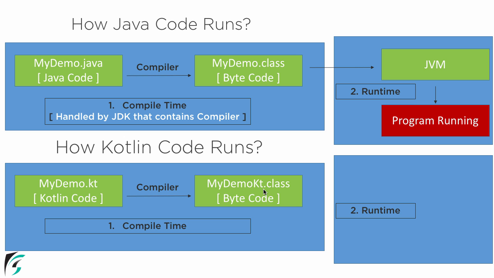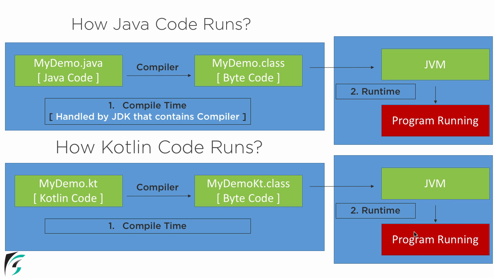Now, this file contains the bytecode, right? So if you compare both sides, you will find here we have bytecode and again in case of Kotlin we have the bytecode. Since we have bytecode in both forms, this bytecode in the runtime will be executed with the help of the Java virtual machine and then your program will be up and running. So this is how a typical Java code runs and the Kotlin code runs. In both cases we have the bytecode, right?